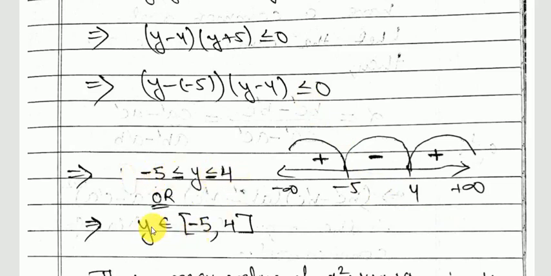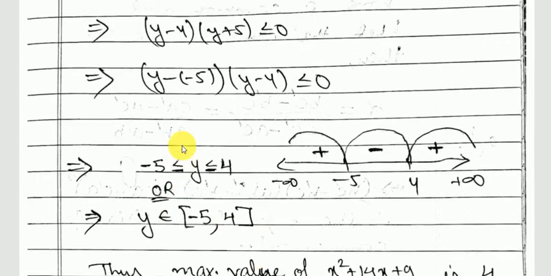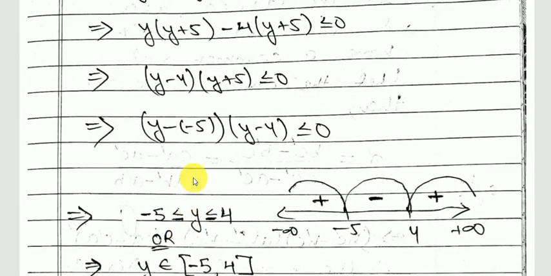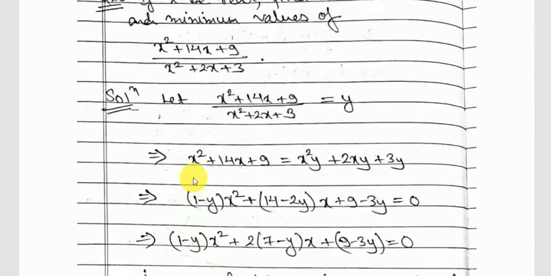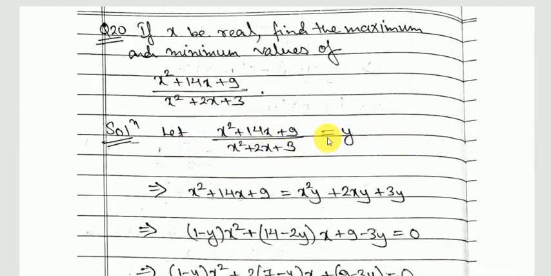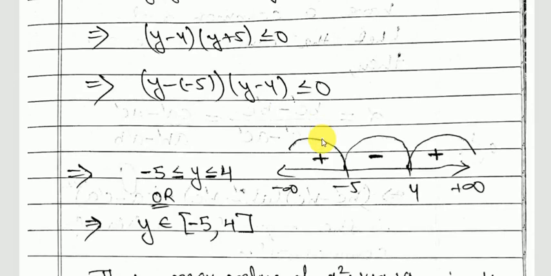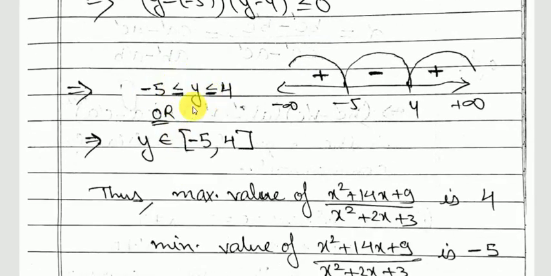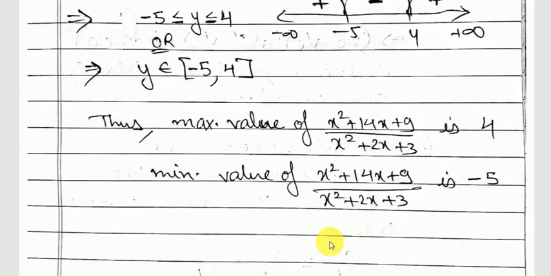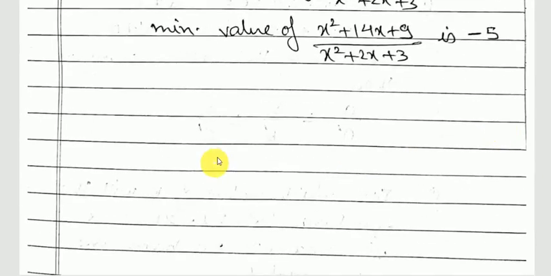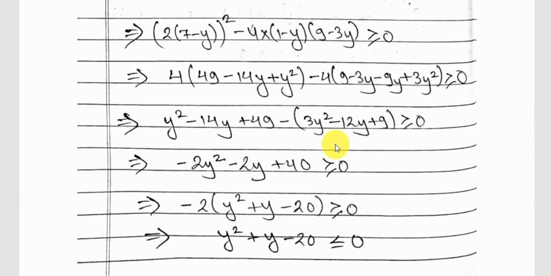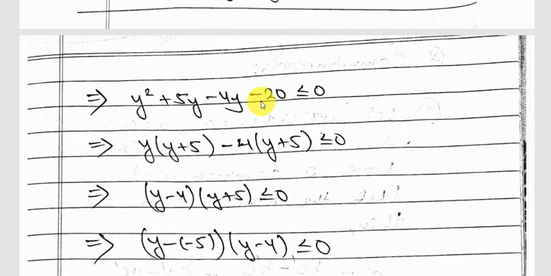And y belongs to this. So y was what? You had considered this expression to be y. So you can see that y can be 4 maximum or minus 5 minimum. So you got your maximum and minimum value for that expression. So the maximum value will be 4 and the minimum value will be minus 5. So this is how we complete this chapter. Okay, so this chapter is also done. So this is all for this chapter.